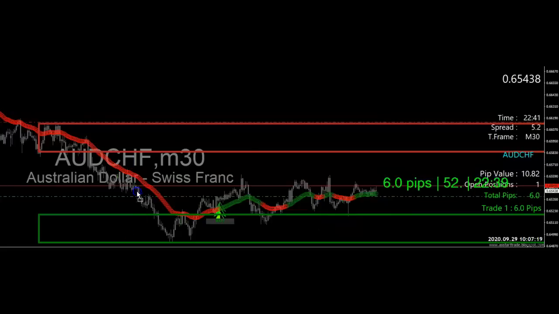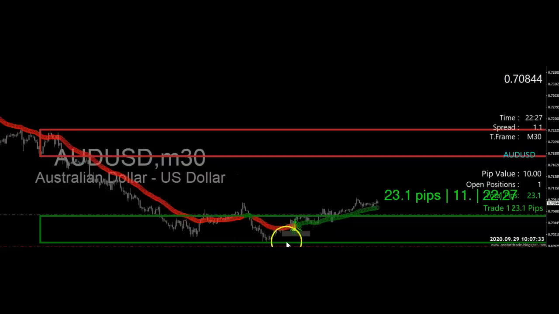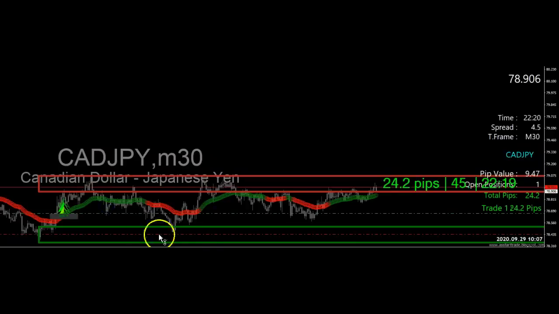Let's go to AUD JPY, and as you can see, I'm in positive pips on this one. This was actually one that I did send out to the signals group, so we're in this trade, and as you can see, we're making money on that one. Then you have AUD USD. You all can see the symbols right there, and you can see I'm up 23 pips on that one. Let's go to the C, which is CAD JPY. And as you can see, I'm up 24 pips on that one.